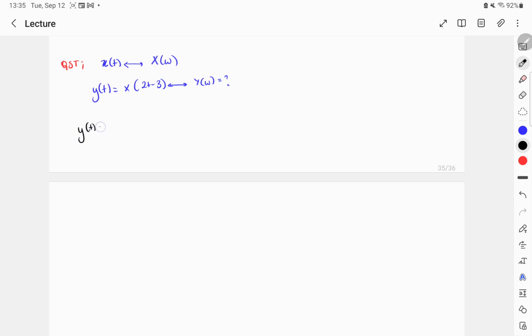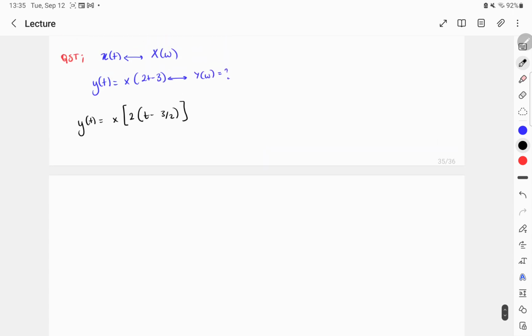We can just write y(t) as x in parentheses of 2 times (t minus 3/2), right? Now we can do it like this. We have our signal, and our first step is doing time scaling, and then we have eventually x(2t), and then instead of t we will write t minus 3/2, in other words 1.5, and this is just time shifting, right? Time shifting.